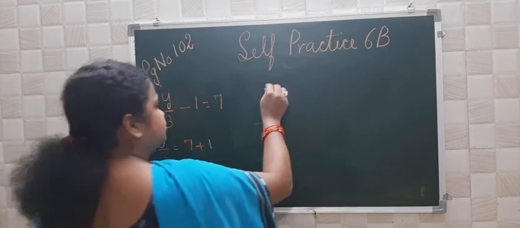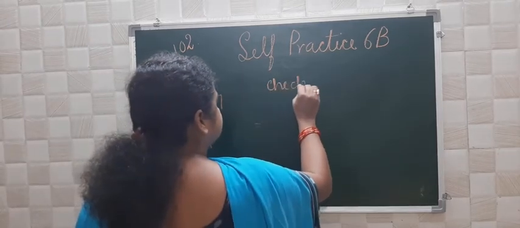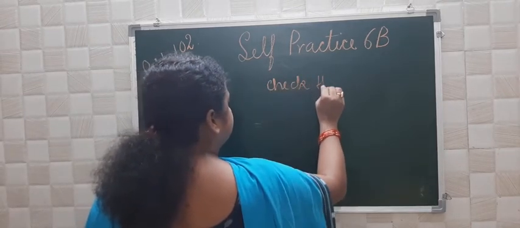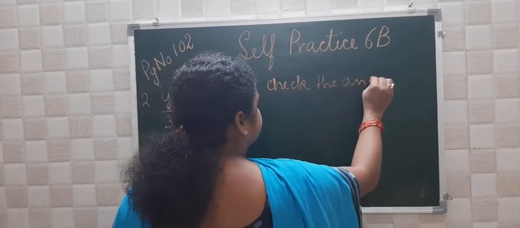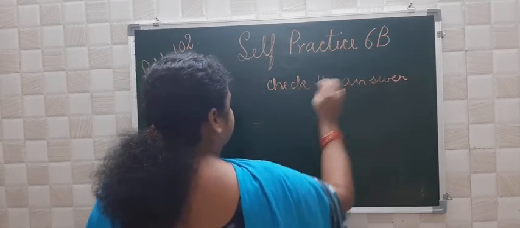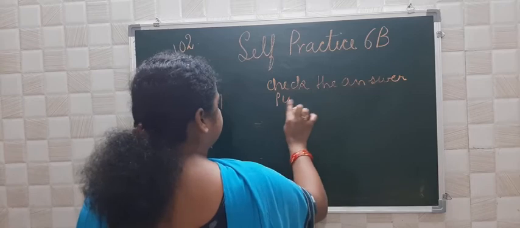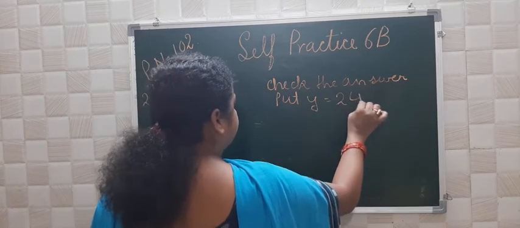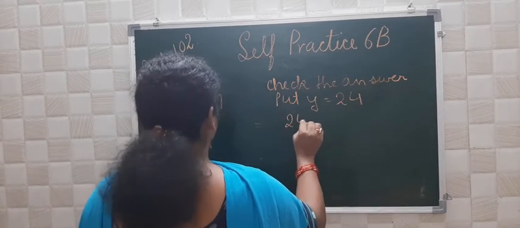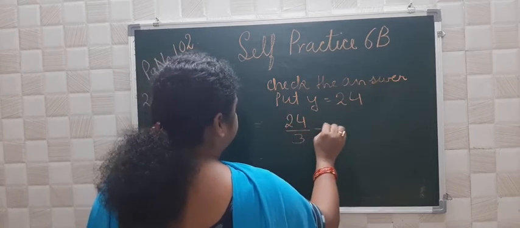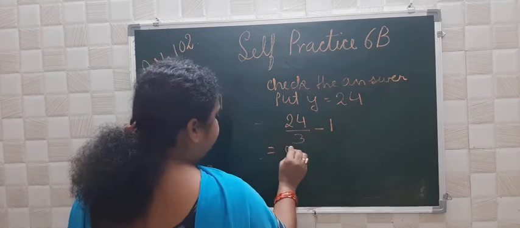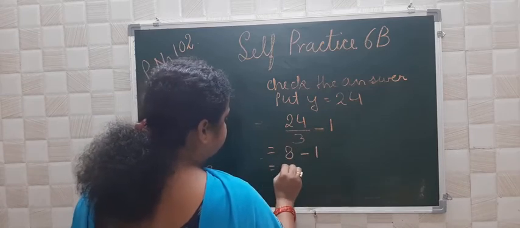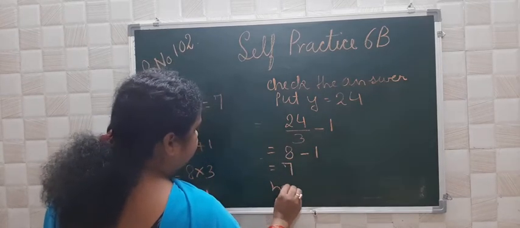Now check the answer. Put y is equal to 24. So what will you have? 24 upon 3 minus 1, which will be 8 minus 1, which is equal to 7. Hence it is correct.